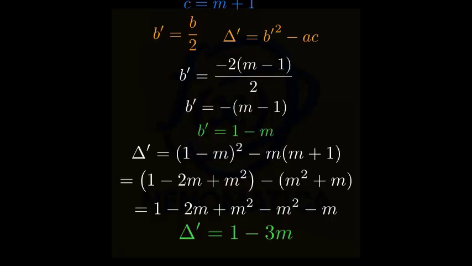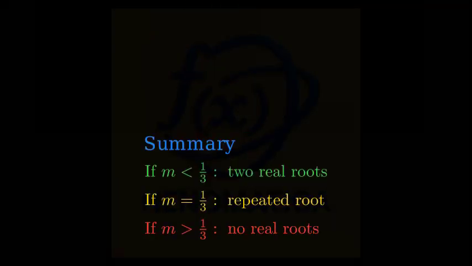Expand and simplify carefully to get delta prime equals 1 minus 3m. Summary. For m less than 1/3, two distinct real roots. For m equal to 1/3, one repeated real root. For m greater than 1/3, no real roots.